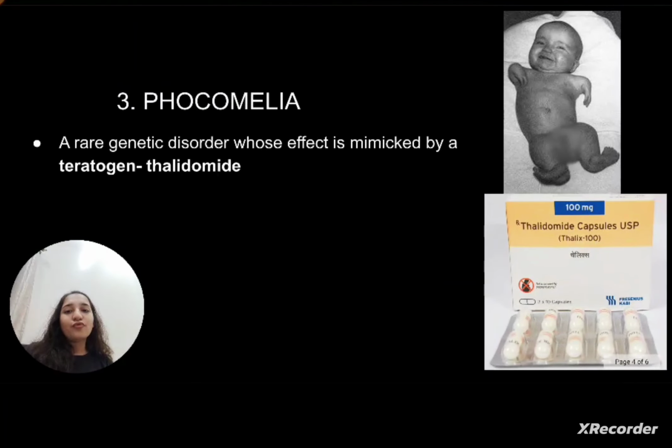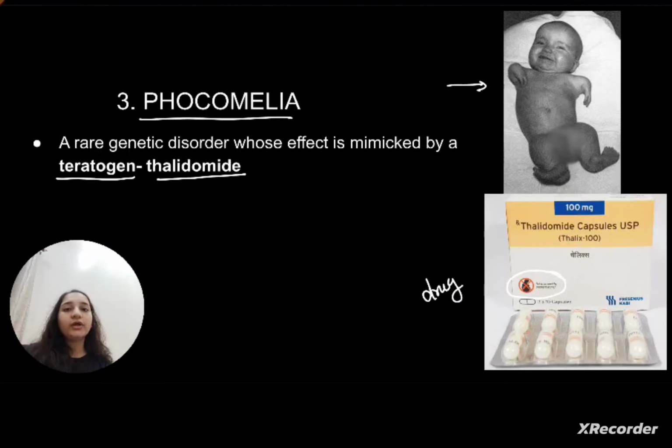Next example is of phocomelia. Phocomelia is a rare genetic disorder here, and this is mimicking the teratogen, that is thalidomide. This is a particular drug that you can see here. Now these thalidomide capsules say that they are not to be used by pregnant women. That can lead to limb deformities, and these limb deformities are the same as this rare genetic disorder that's seen in the case of phocomelia. After taking this drug, both the phenotypes here are the same. So this is another example of phenocopy.